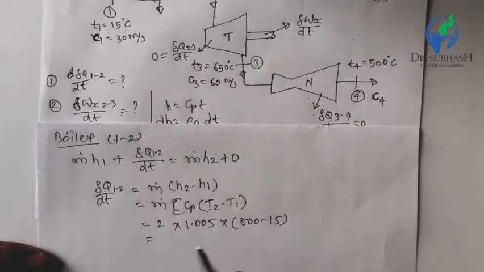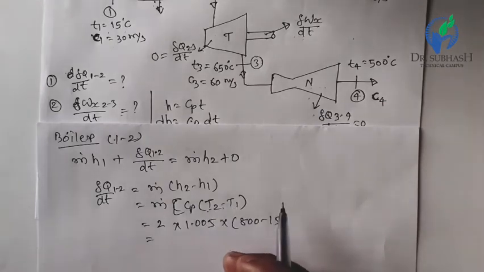So with this data, if we do the simple calculation with the help of a calculator, we get the answer as 1580 kilojoule per second.